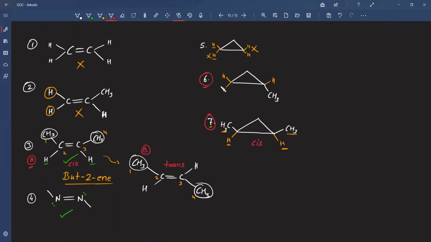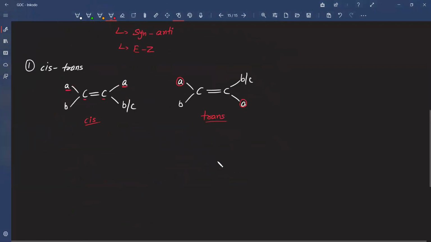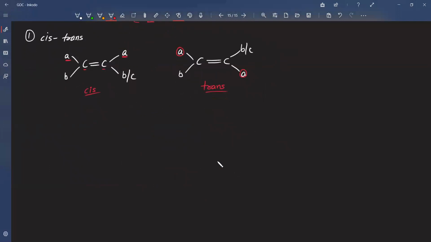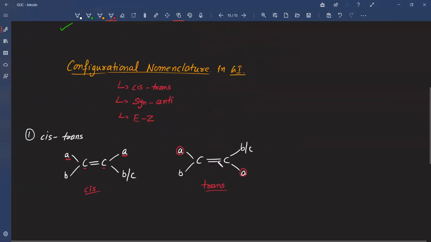Neither. Correct. So it is not possible. There is no geometrical isomerism itself. Okay, so that is cis and trans. Actually, where you will find geometrical isomerism, or where you will find cis and trans and others, let's see that as well.